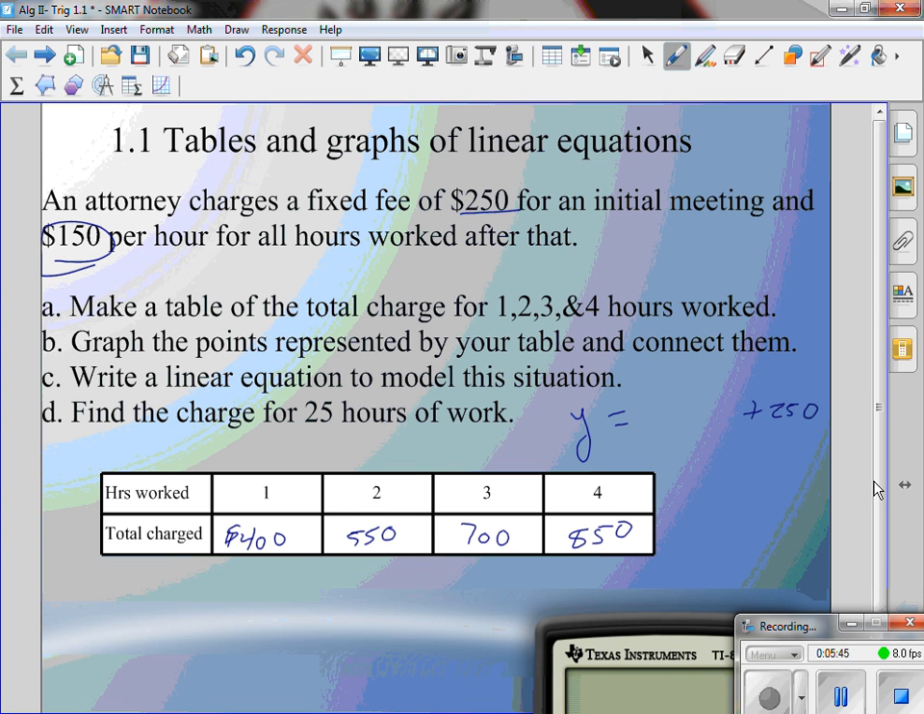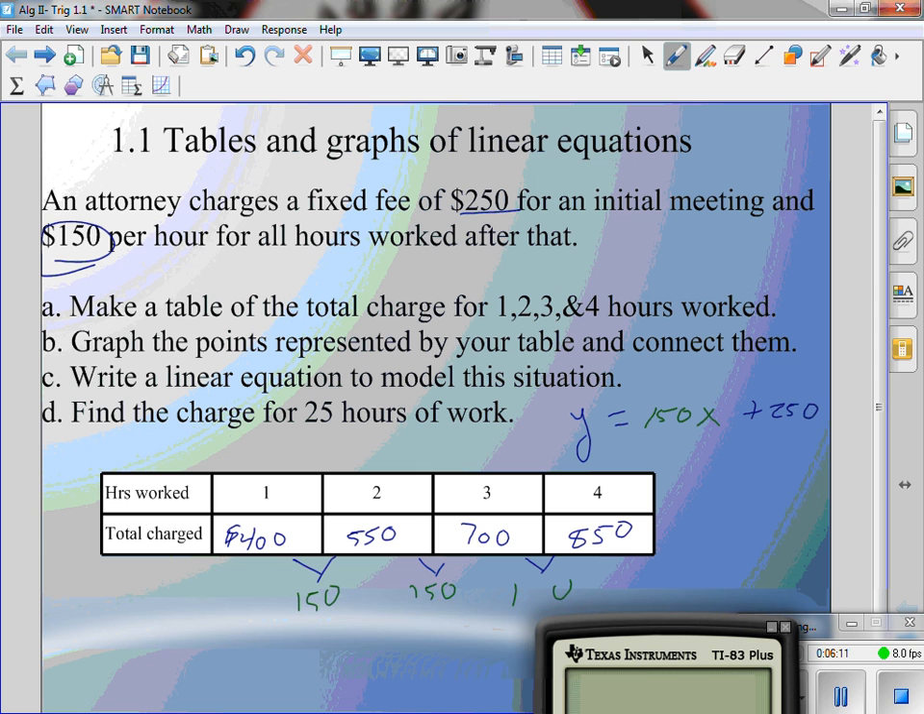It's up 150. If I look right here, what happens in between every single step? It is 150 every single time. If it happens every single time 150, that's linear. So my equation is y equals 150x plus 250.